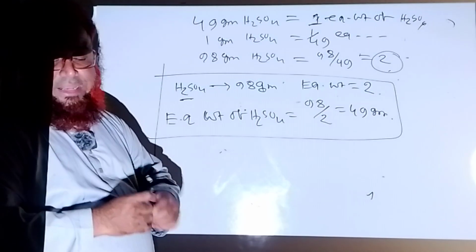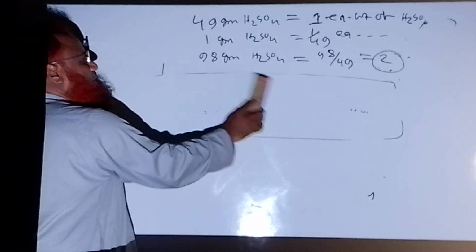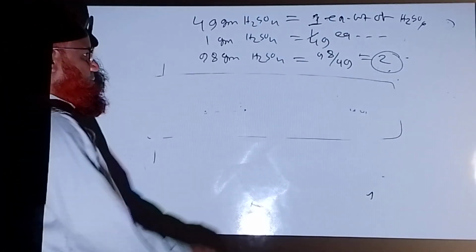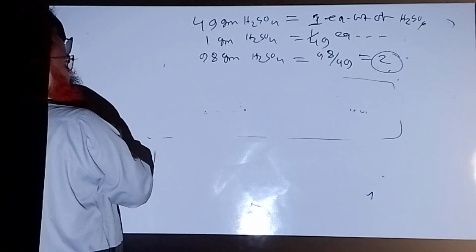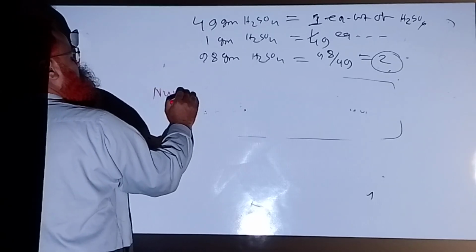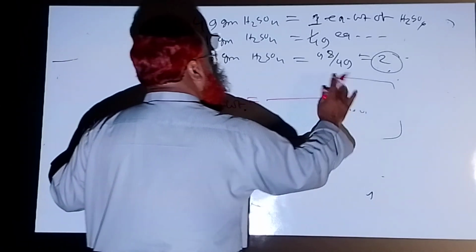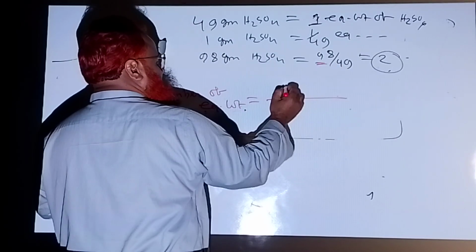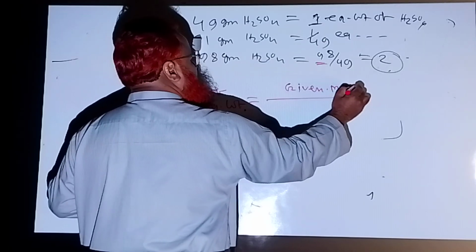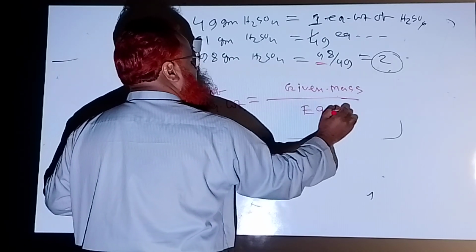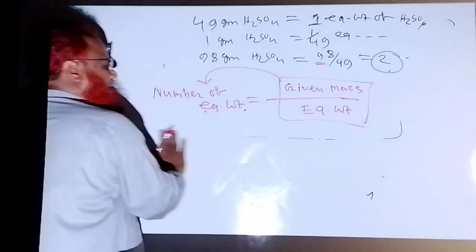Now, here is very important information hidden for you, that is 98 by 49. So, what is this? Now, look here, the number of equivalent weights equals given mass, 98 is the given mass, divided by equivalent weight. If we do it, then we will get the number of equivalent weights.